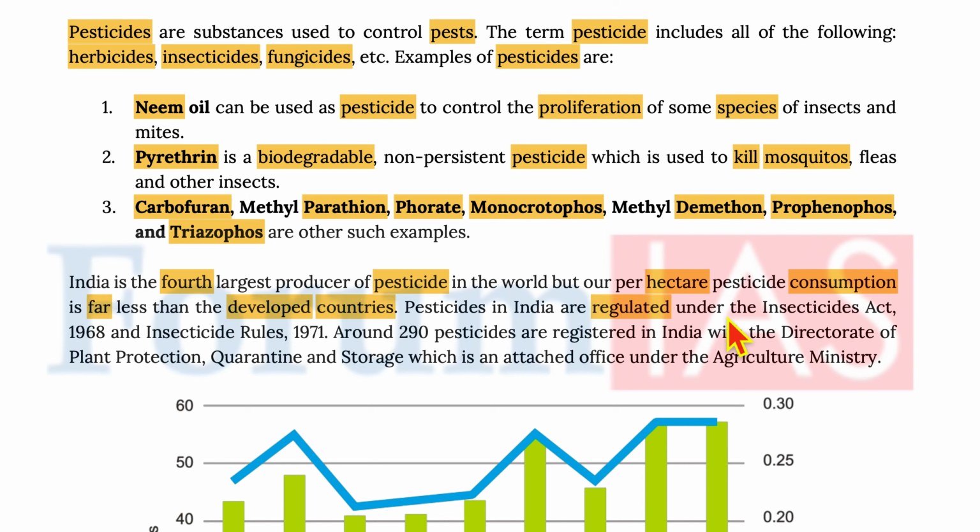Pesticides in India are regulated under the Insecticide Act of 1968 and Insecticide Rules of 1971. Around 290 pesticides are registered in India with the Directorate of Plant Protection, Quarantine and Storage, which is an attached office under the Agriculture Ministry.